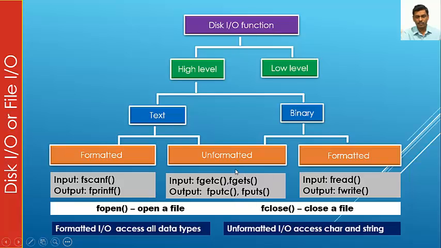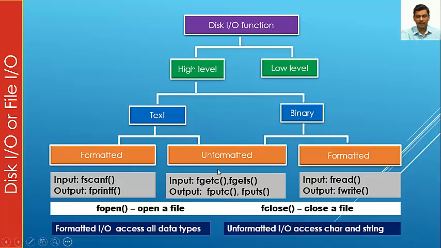Fgets, fputs access strings. We can get a string from a file with fgets, and write a string to a file with fputs. So for unformatted character accessing, fgetc, fputc. We can also use getc, putc, which are equivalent names, as macros. Getc is equivalent to fgetc, and putc is equivalent to fputc.